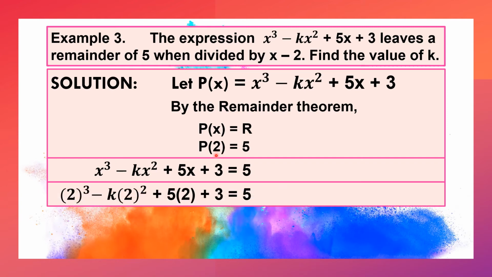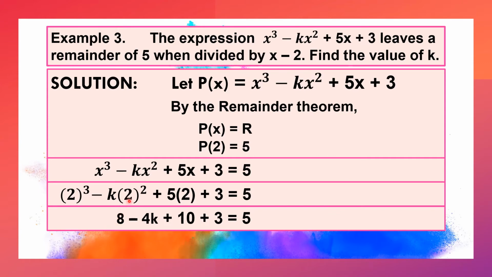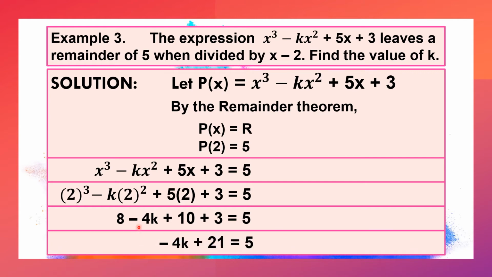Since our x is 2, change all x here to 2. So, notice that I replaced this x with 2, this x with 2, and this x with 2. So, simplifying it, we have 2 raised to 3 is equal to 8. 2 raised to 2 is equal to 4. 4 times negative k is equal to negative 4k. 5 times 2 is equal to positive 10. Plus 3 equals 5.